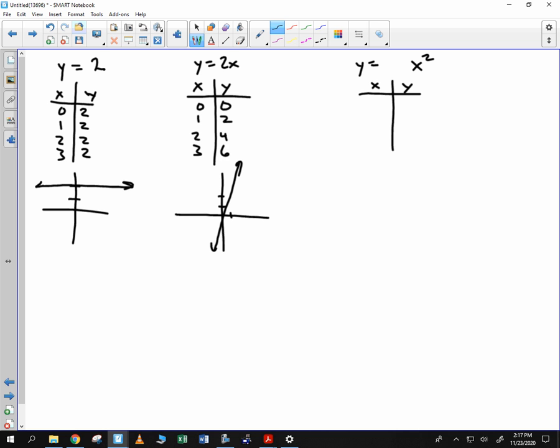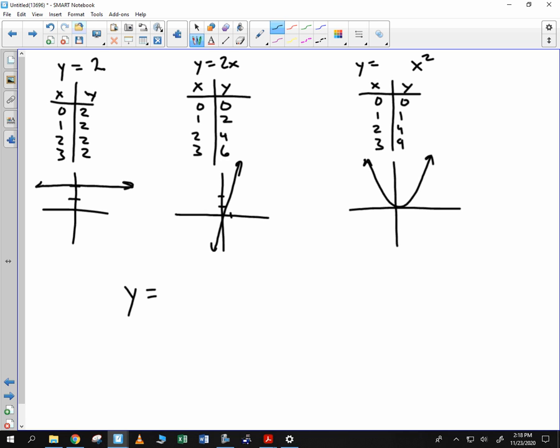Y is equal to x squared, plug in 0, 1, 2, 3. 0 squared is 0, 1 squared is 1, 2 squared is 4, 3 squared is 9. So you can see it's not going up by a consistent amount every time. You're squaring the x value, and that's why you start to get that curve shape. It's a parabola. But watch what happens if we change it. You can see the similarity here. They all involve a 2.